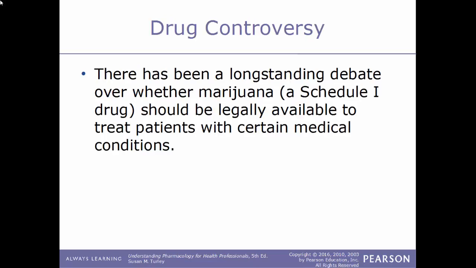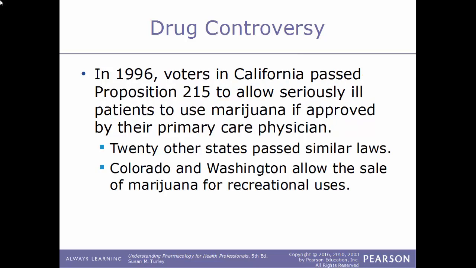So the lower the number in these scheduled drugs, the higher the potential for addiction. When it comes to these classifications, there's always been a long-standing controversy, a debate on whether or not marijuana, which is a Schedule 1 drug, should be available to treat patients that have certain medical conditions. Because one of the characteristics of a Schedule 1 drug is you can't get it at all under any circumstance, even with a prescription. In 1996, voters in California passed Proposition 215, which would allow seriously ill patients to use marijuana if it were approved by the primary care physician.